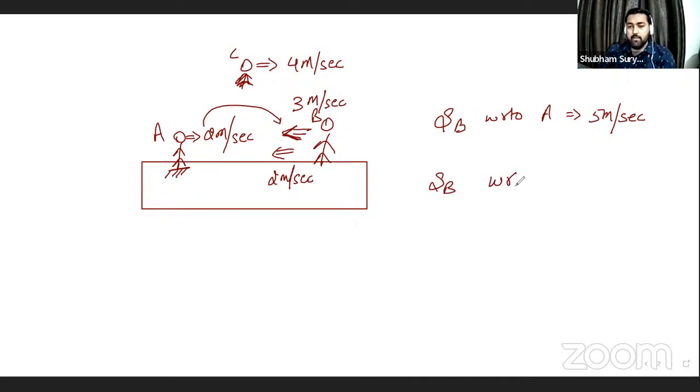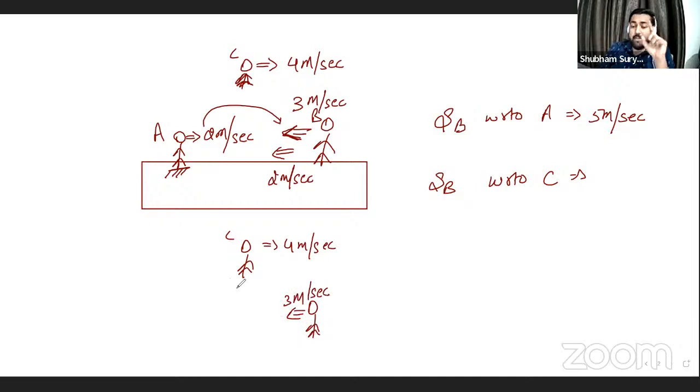Similarly, if I want to figure out the speed of the person B with respect to the person C, what I'll do is I'll just keep the person C in the state of rest. Now this is my person C who is moving towards right at the speed of 4 meters per second, and this is my person B who is moving towards left at the speed of 3 meters per second.